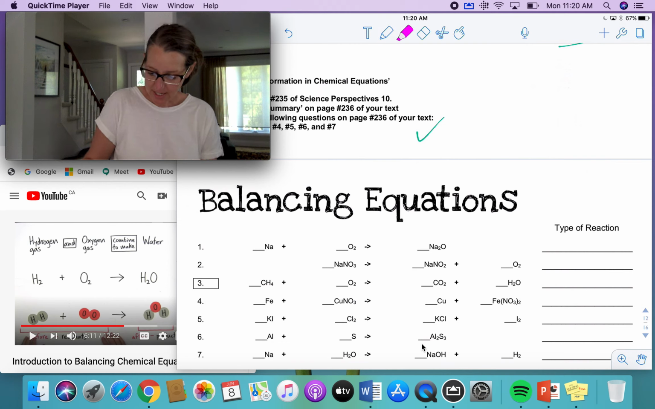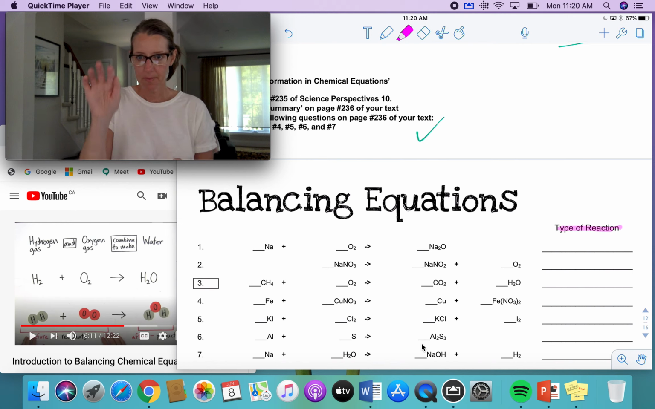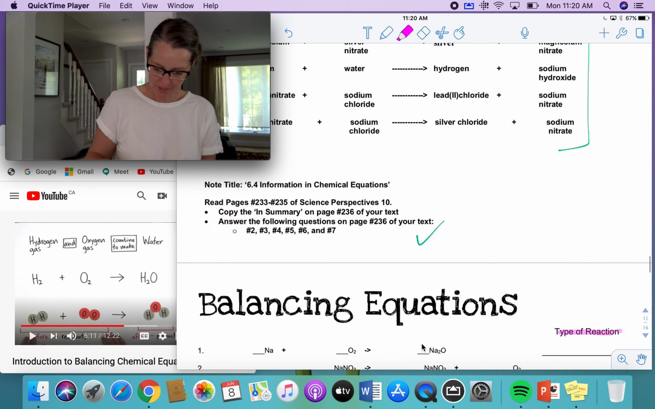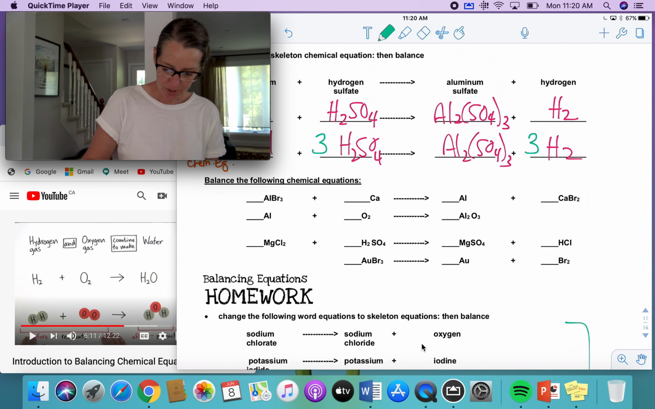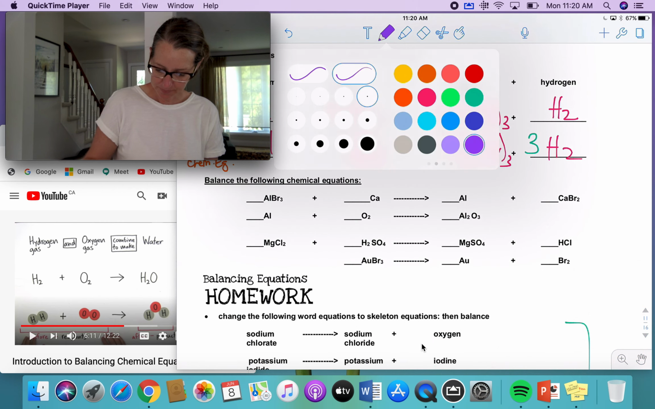Ignore the type of reaction header and column because that's next module, and you're going to go back and look at the type of reaction that you've got based on your balanced chemical equation. So basically it's putting everything together and moving into the last module. Okay, let's do a few more together with you and I'll work you through the steps.